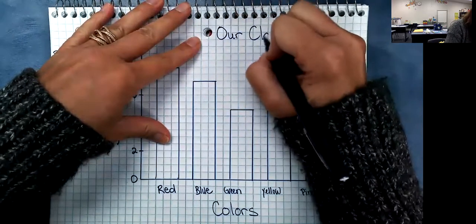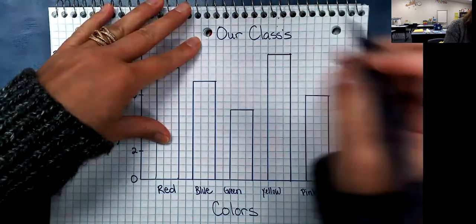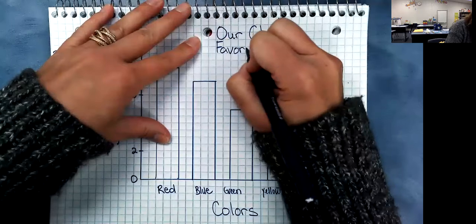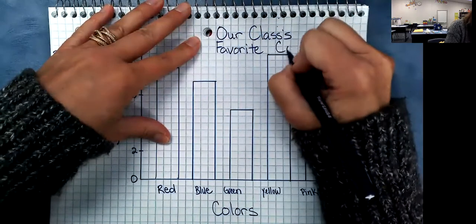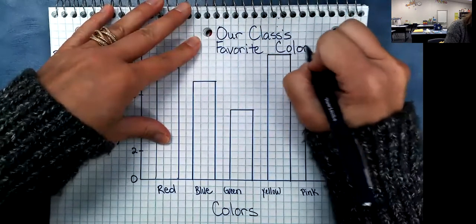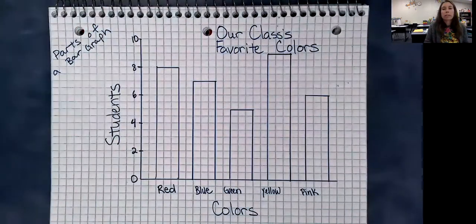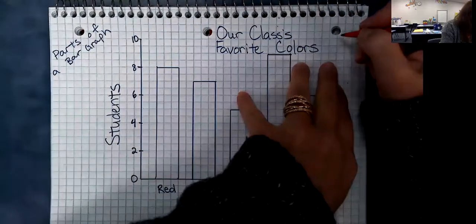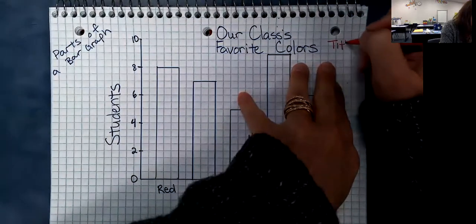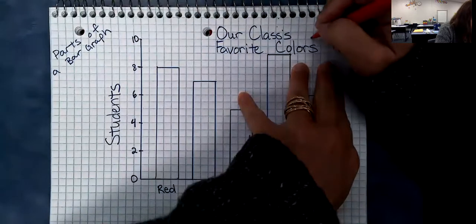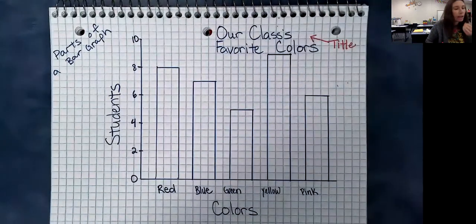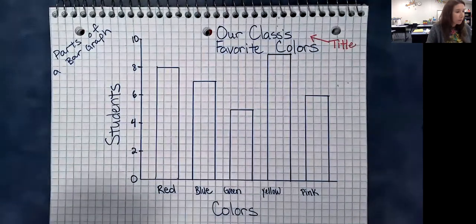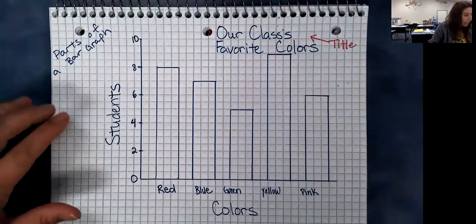Our class's favorite colors. Okay, so there's our title. So I'm going to label that first. This is the title. Remember, we use keywords to help us tell what the graph is about. That's our title.